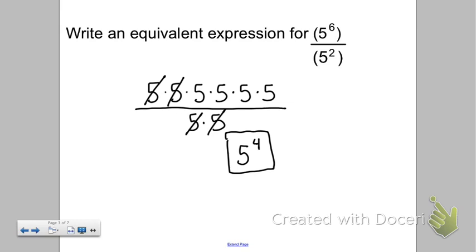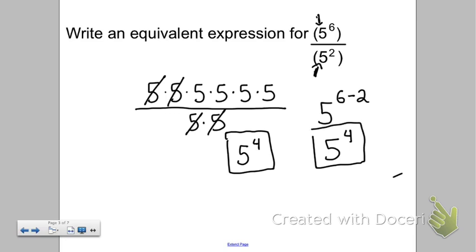An easier way to look at this is when you have the same base, the 5 and the 5 for both of them, and they're being raised to an exponent, and they're being divided, you can subtract the exponents. So it's 5 to the 6 minus 2. And 6 minus 2 gives me 4. So I end up with 5 raised to the 4th power.